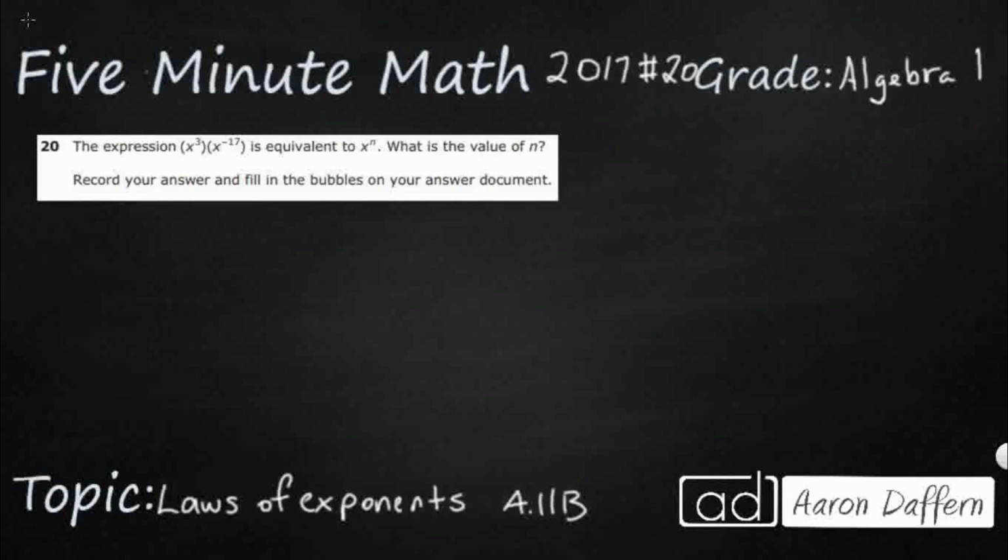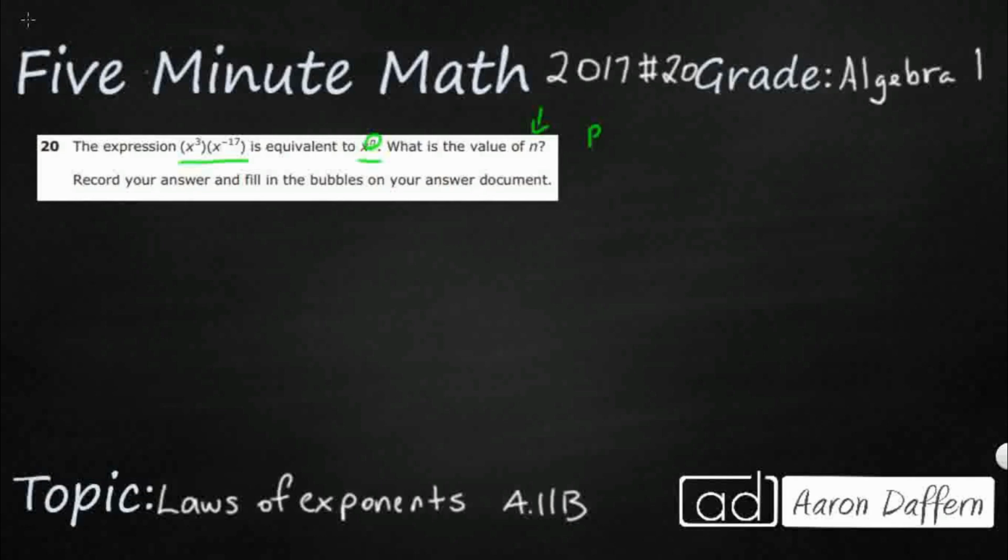So we have a pretty simple expression here, and that is equivalent to x to the n power. We're looking for what is n. So really, we're just trying to figure out, if we simplify that expression, x to the third times x to the negative 17, what happens? Well, there's two different ways we can look at this. We are dealing with the laws of exponents, right?